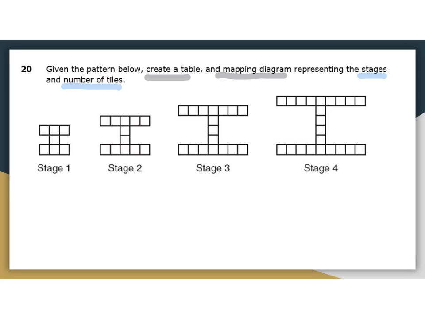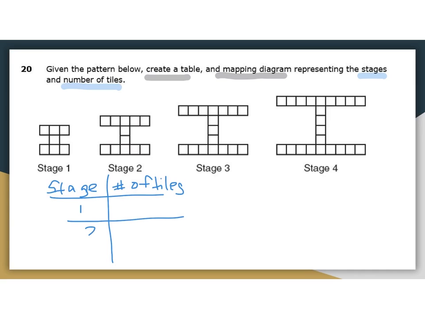So for my X values, I'm going to go ahead and represent it as stage. And then the Y values are going to be our number of tiles. So for the stages, we see we have 4 stages. So there's 1, 2, 3, and 4. And then from the tiles, we want to go through and see how many tiles are in each one. So here we're going to go and count.